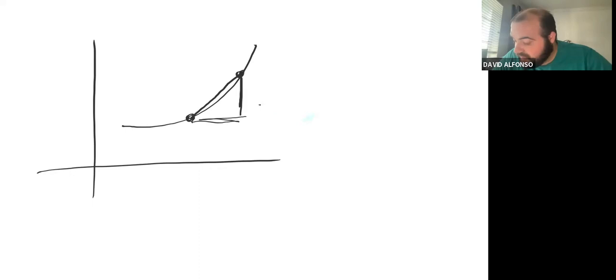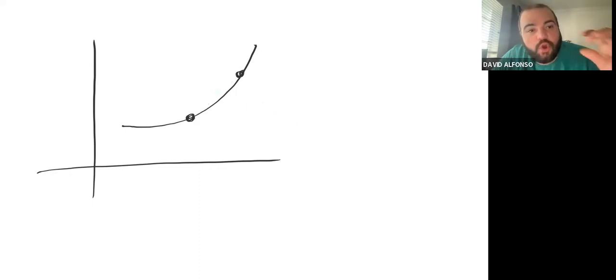But calculus wants to answer the question, what is that instantaneous slope? What is that slope at 1 point? What is the slope of the tangent line? That's the question that calculus wants to answer.